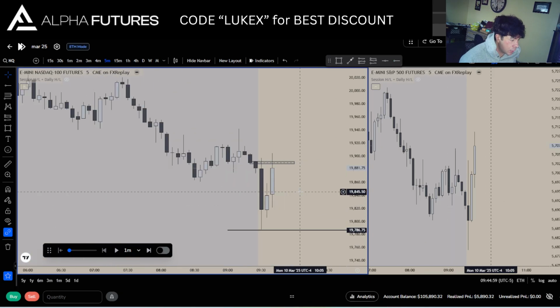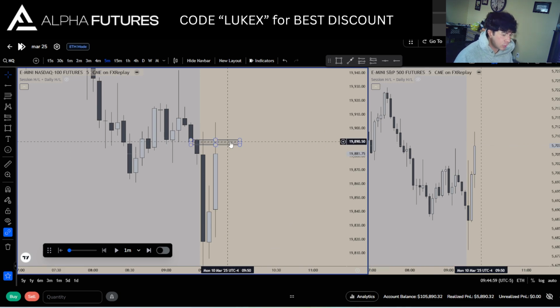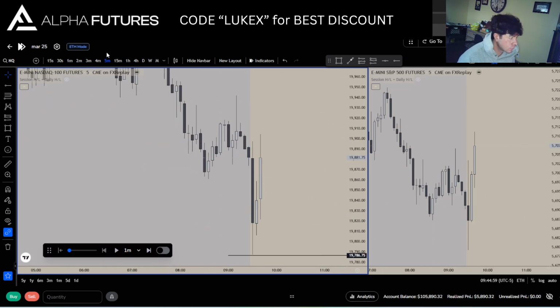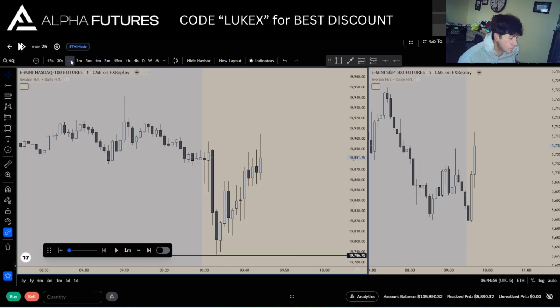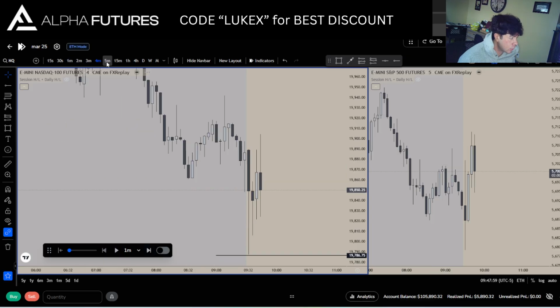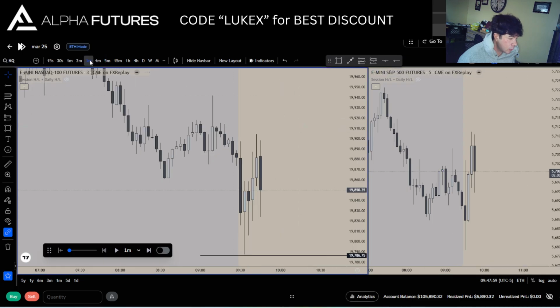I kind of still think we can come down there. But we just inversed this 5 minute, so let's see if we can get a pullback here. Oh, we have an SMT. Bearish SMT right there.